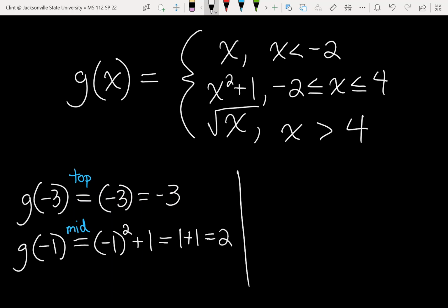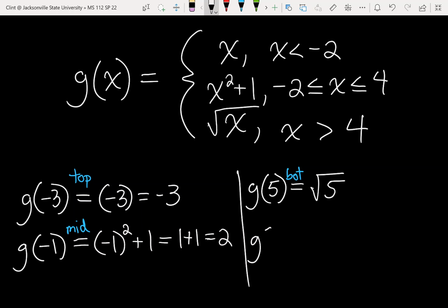Okay. We want a g of 5. That one would be our bottom rule. So we would take square root of 5, and there's nothing we can do to simplify that, so we get square root of 5. You could get a decimal approximation, but square root of 5 is fine.